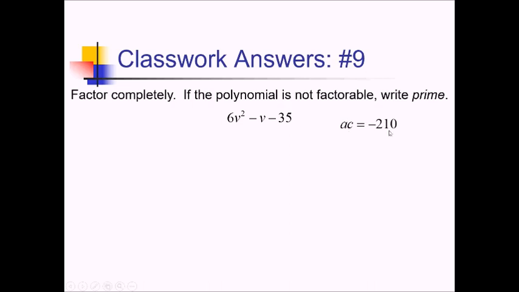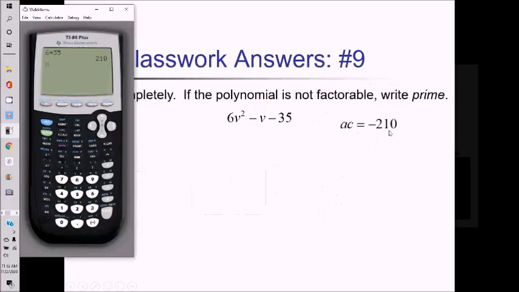1 and 210 is not going to do the job. Neither will 2 and 135 or 3 and 70. Let's see, how many times does 4 go into that? Let me use the calculator to do the rest of these. So we have 210 divided by 4. That's not even going to work.